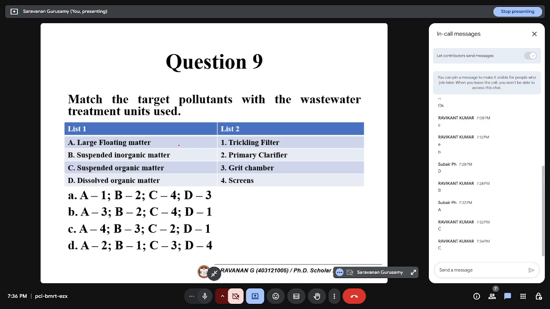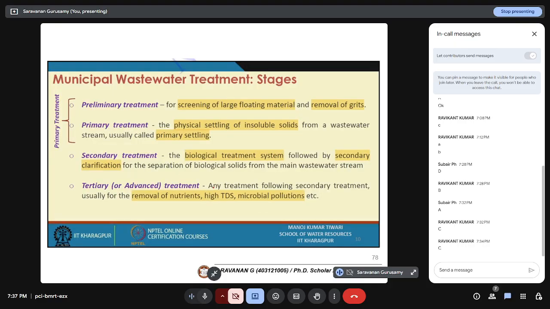Match the following: larger floating particles, suspended inorganic matter, suspended organic matter, dissolved organic matter. Large floating particles will be removed by screens. Suspended inorganic matter, grit chamber. Suspended organic matter, primary. Dissolved organic matter, trickling filter. So 4, 3, 2, 1. You got it. Larger particles, screens will remove. Inorganic only will be removed in grit. Organic will be removed in primary. Dissolved organic will be removed in trickling filter. The primary settling tank will not remove any dissolved items. So 4, 3, 2, 1 is correct. You can find the answers here.